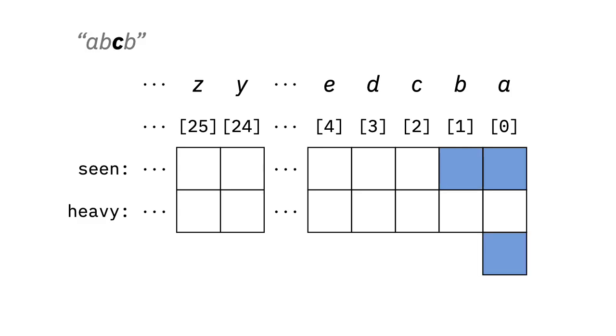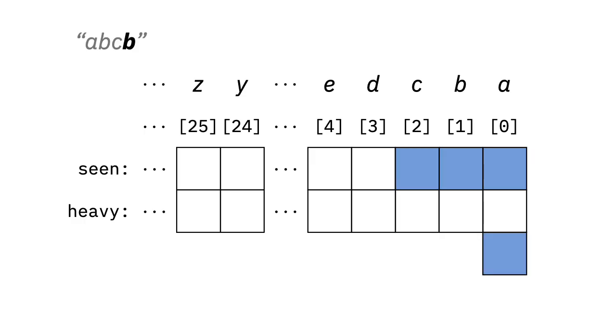The next character is C, with an offset of 2. We take 1, left shift it twice, use bitwise AND to check if it is in scene. It's not, so we use bitwise OR to add it to scene.